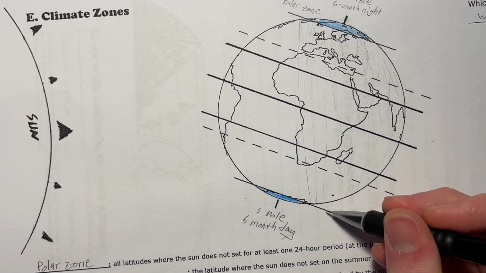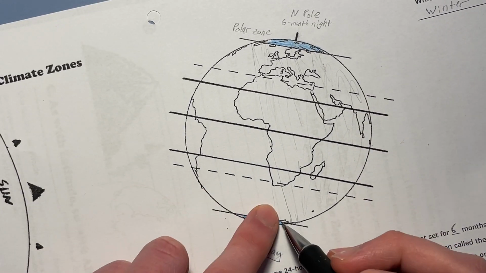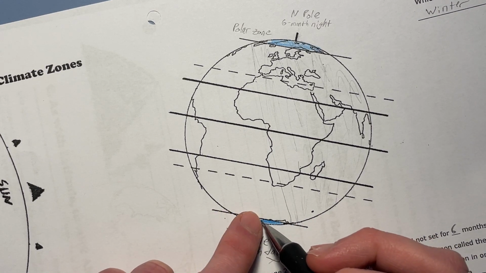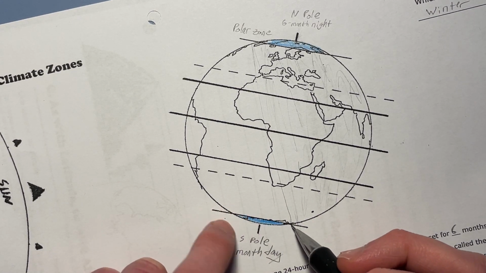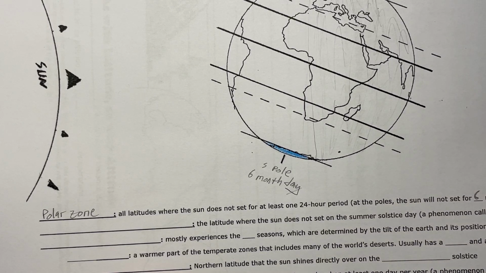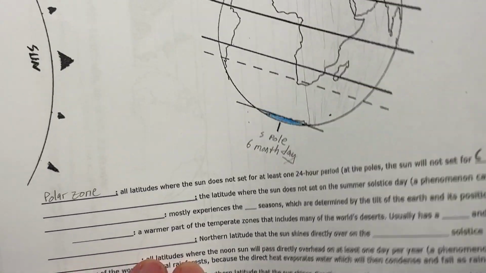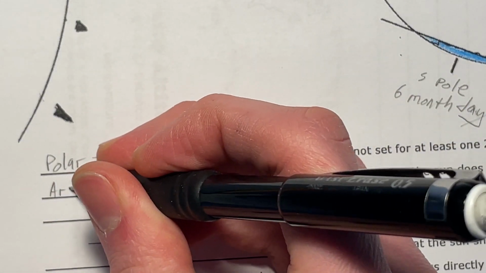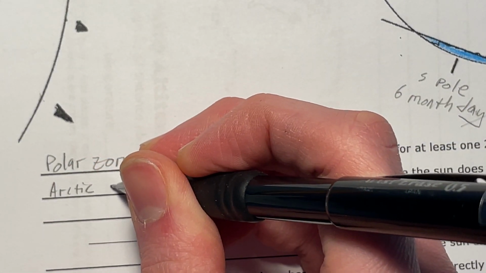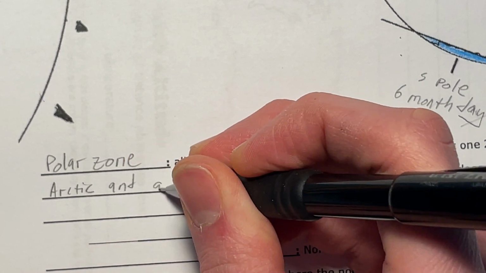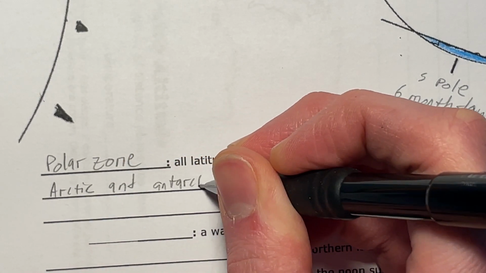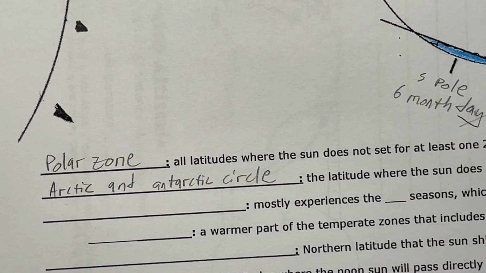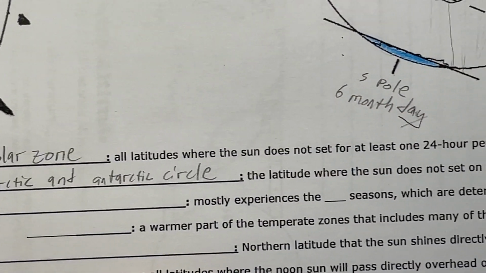Now you're probably wondering, what is this line? This is a 2D image, so you're just going to have to imagine that it's a 3D globe and that these are circles wrapping around. But this line we call a particular circle, and that is the Arctic or the Antarctic circle. The Arctic and the Antarctic circle.